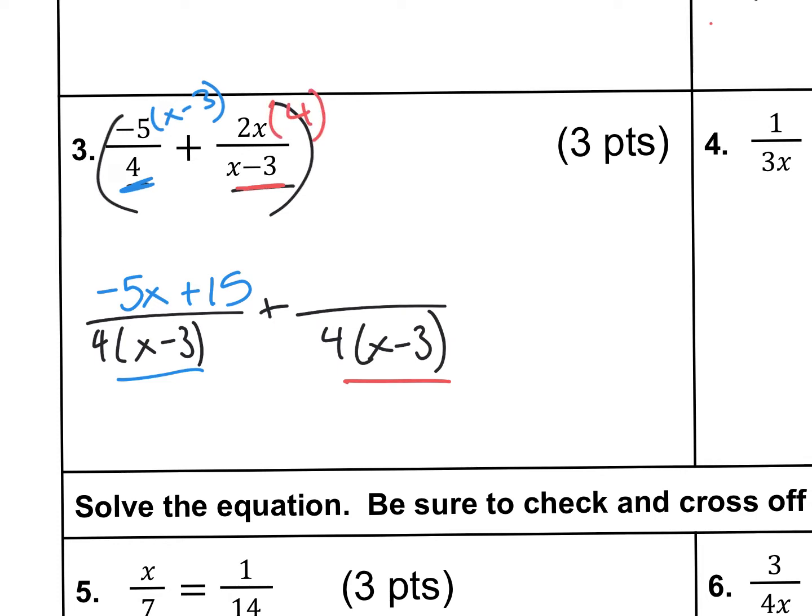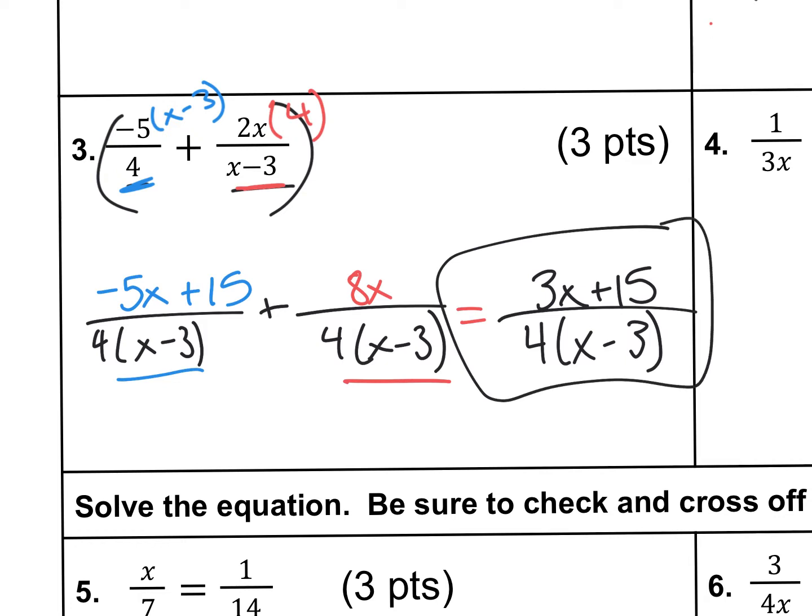Multiply by 4. What is 2x times 4? Cool. Now what? Add them. Do I add the denominators too? No. What do I do with those? Leave it alone. But I can add across the top, and what do I get? 3x plus 15. Cool. I will take this answer. That's perfectly fine with me.